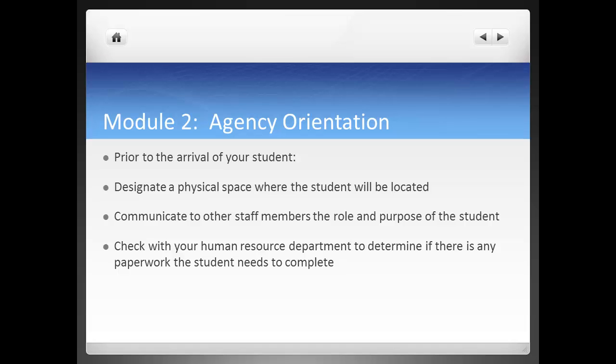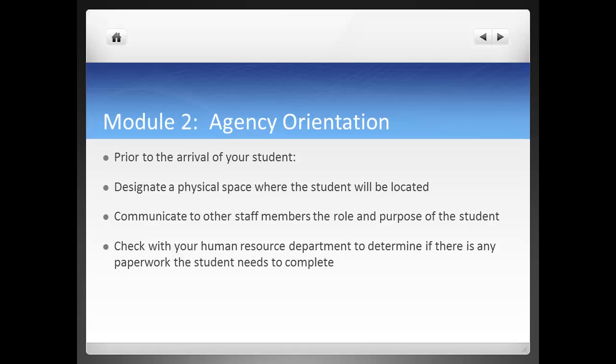Prior to the arrival of your student, there are a few things you may want to consider coordinating. Having a designated physical space where the student will be located is often an important piece of the student being welcomed. A place where they can put their personal belongings will make them feel like they are more a part of the agency.